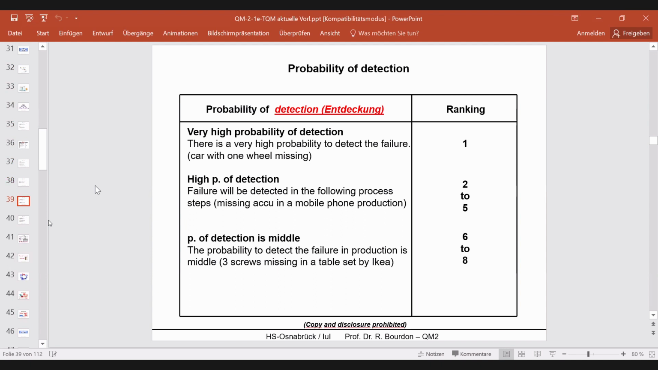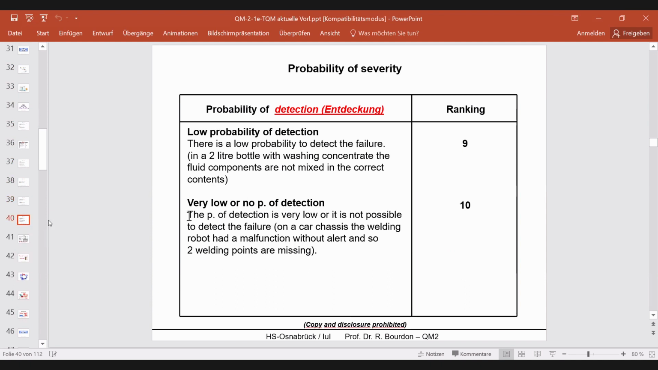And the third criteria is the probability of detection. What is the probability to see the defect in the production and to detect it? If there's a high probability of detection, the ranking number is 1. If it is a middle probability of detection of the defect, it is 6 to 8. And if it's very low, no probability of detection or very low probability, the ranking number is 10.